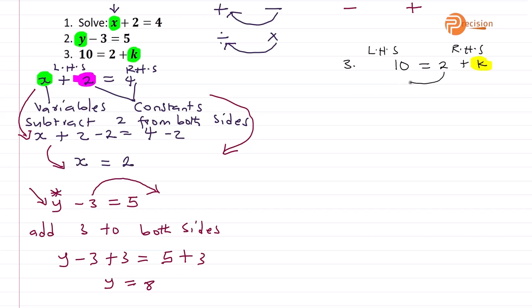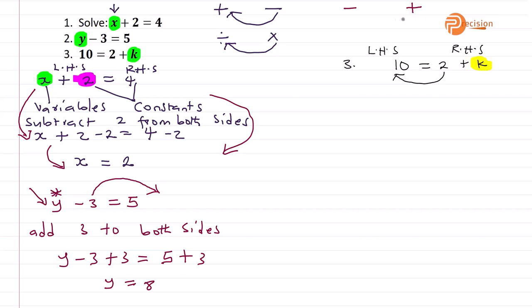We need to move 2 to this other end. If we can move 2 to this other end, the left hand side, it simply means we can have k all by itself. That simply means isolating k. To do that, we need to look at 2. 2 does not really have a sign in front of it. Remember, the sign of a number is the sign in front of it to the left. Whenever a number does not have a sign, it simply means it's a positive number.